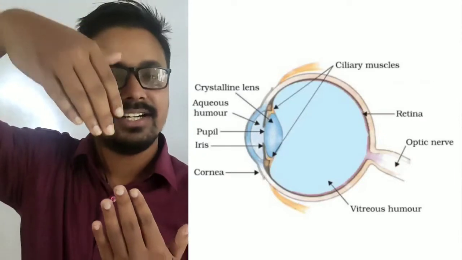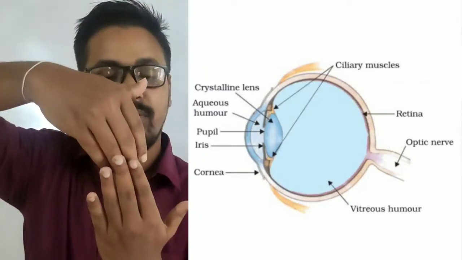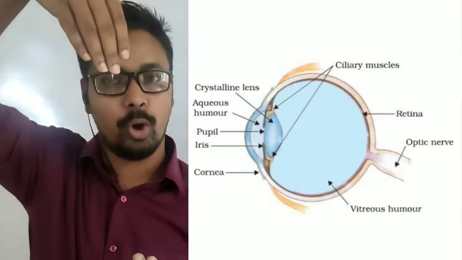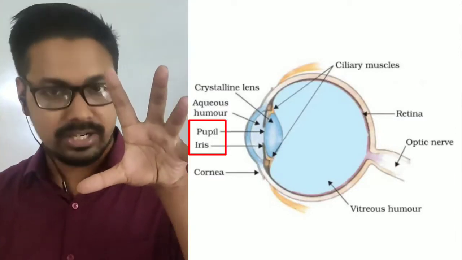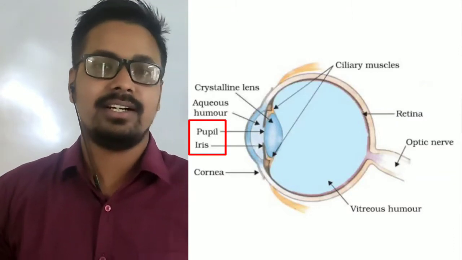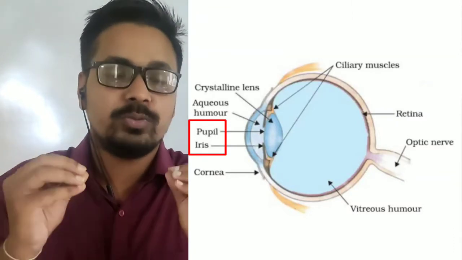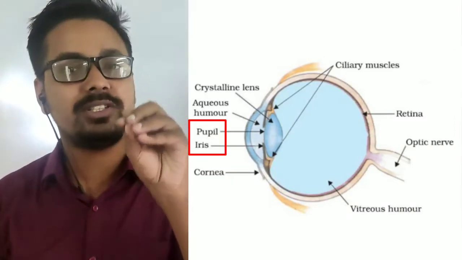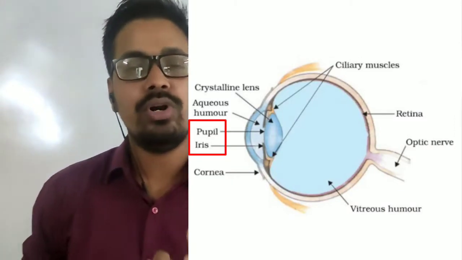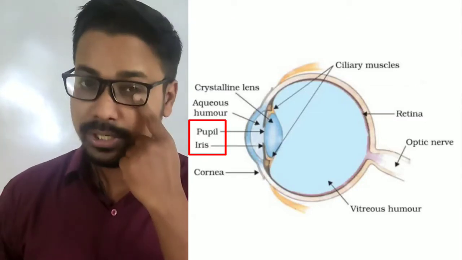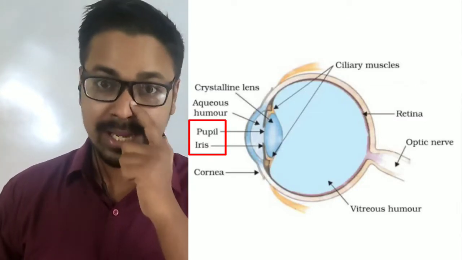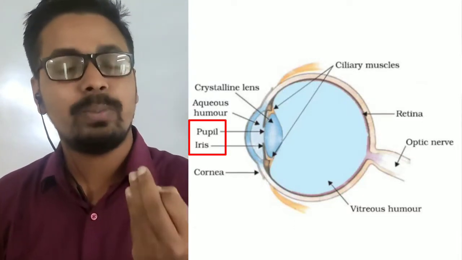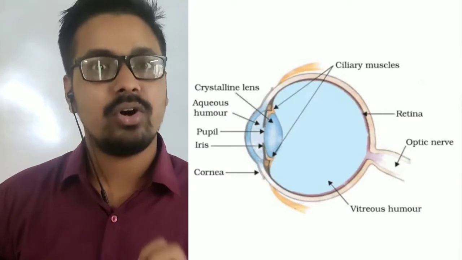So, it is like a shutter-like structure. Whenever it is required to allow more light to enter the eye, the iris will open up, allowing the pupil to become larger. And whenever a small amount of light is required, the iris will come closer, making the pupil small. And by pupil, I mean, if you go near the mirror, you will see a small hole on the black portion of your eye. That small hole is the pupil, and it is controlled by the iris, when it is larger or smaller.